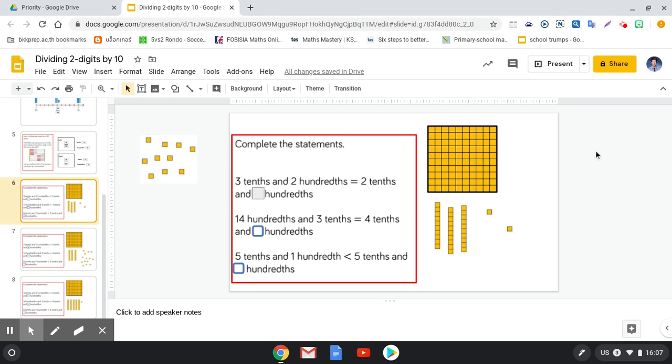So in order to complete these statements, I need to have a really good knowledge of place value. I need to be able to play around with it. I need to be able to make exchanges and see that the value stays the same. So to do this, I need some concrete resources. I'm going to use this square here.